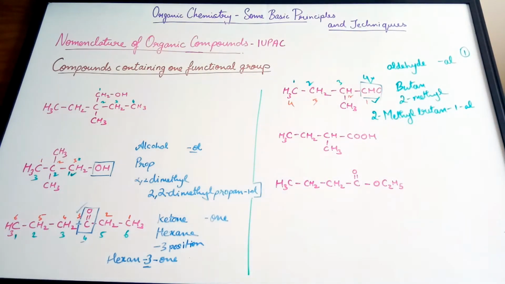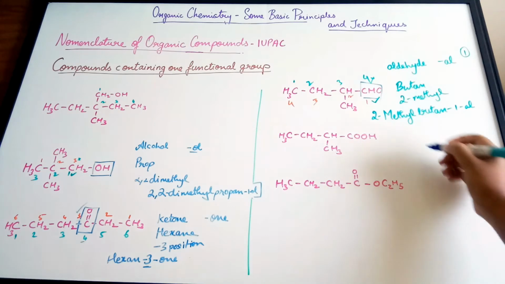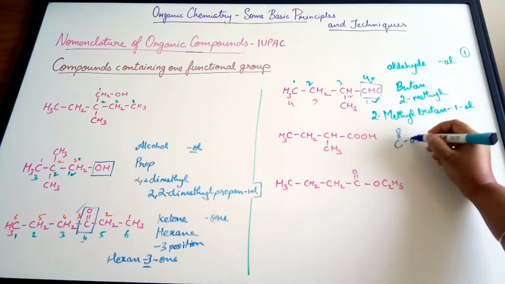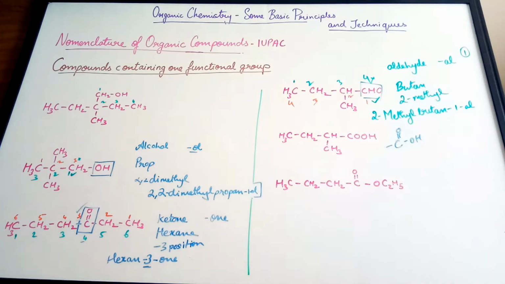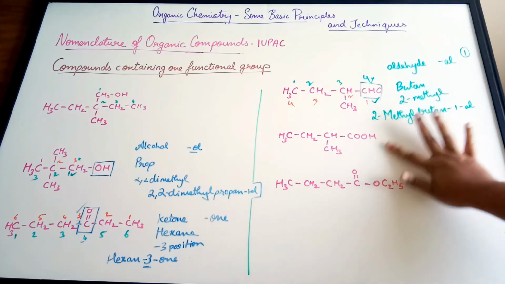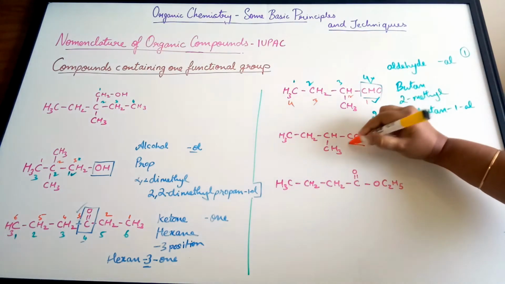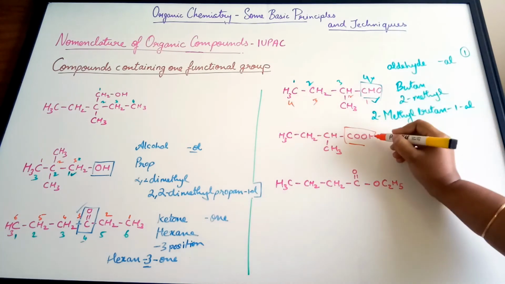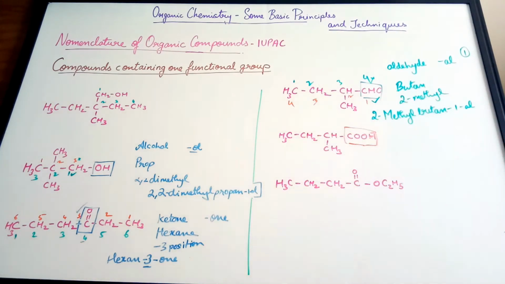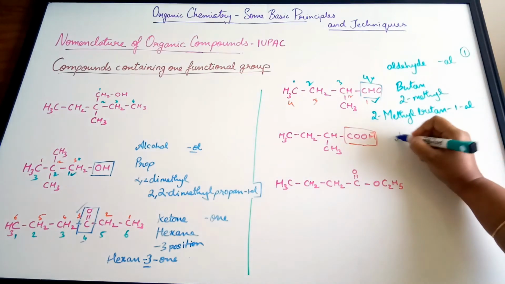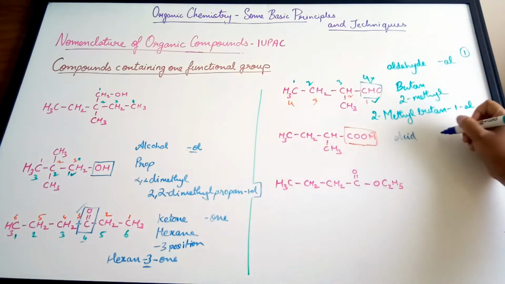So the next one, you have a COOH group present over there. If a COOH group is present, it's called an acid. It's a carboxylic acid. So it is written as COOH, and on the left side it's bound to the alkane, the carbon chain. So this group is the carboxylic acid, and its suffix is oic acid.